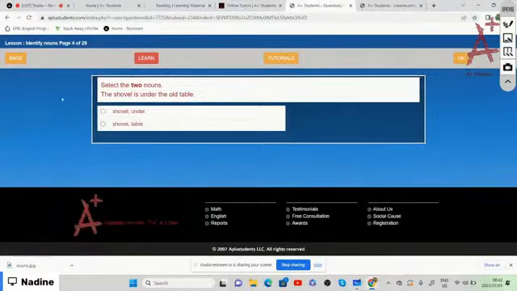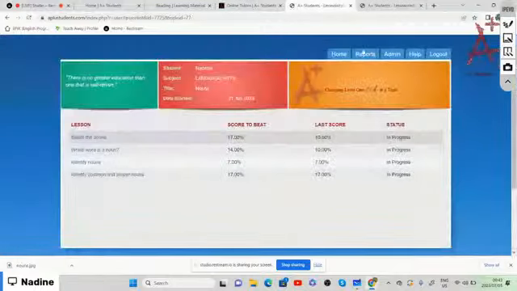All right. So that is it on identifying nouns, right? So that is it when it comes to identifying nouns. Okay, so let's go back, right?